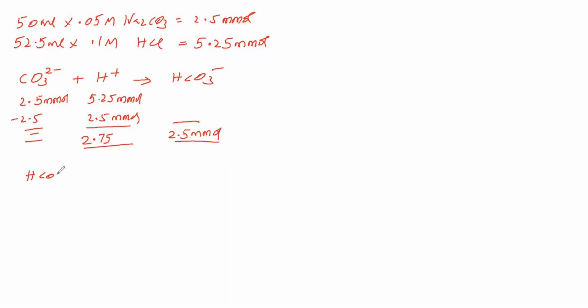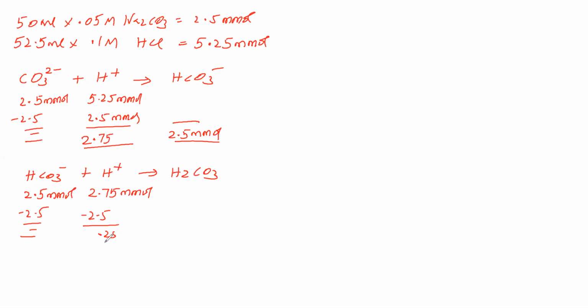The produced bicarbonate takes H plus from HCl and becomes carbonic acid. Bicarbonate produced in the previous equation is 2.5 millimole. HCl remaining in the previous equation is 2.75 millimole. It is reacting 2.5, so 0.25 millimole is remaining. And 2.5 millimole of carbonic acid is produced.